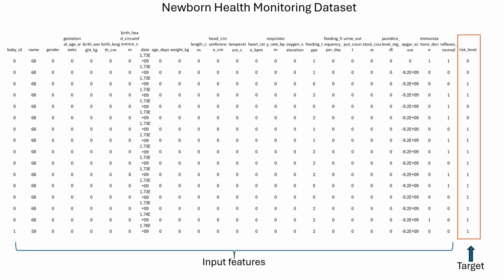The target variable in this dataset is the newborn's health risk level, categorized into three groups: healthy, at risk, and critical. This is the outcome that our model is trying to predict.